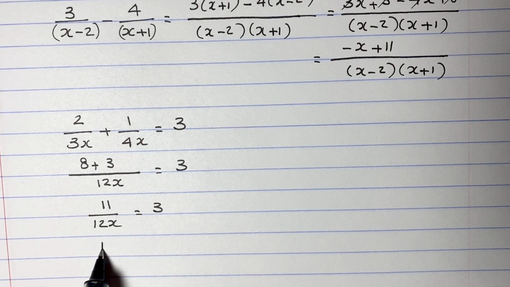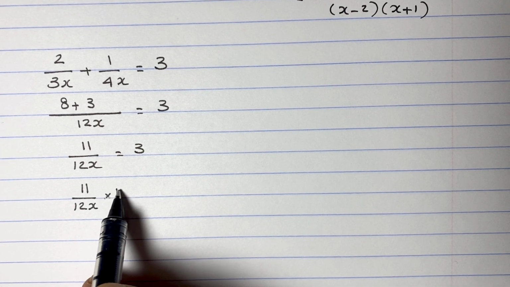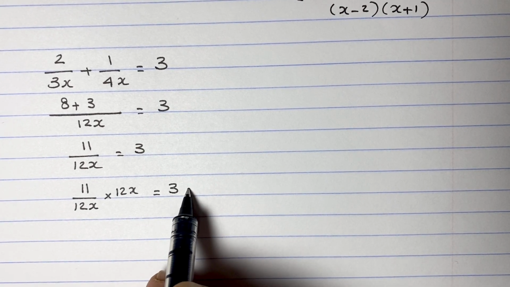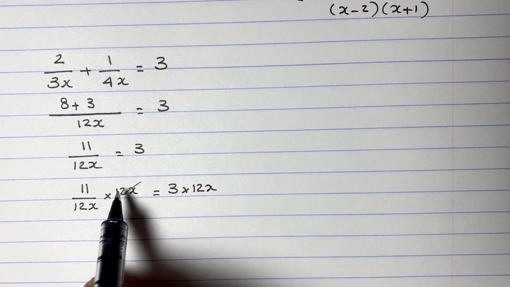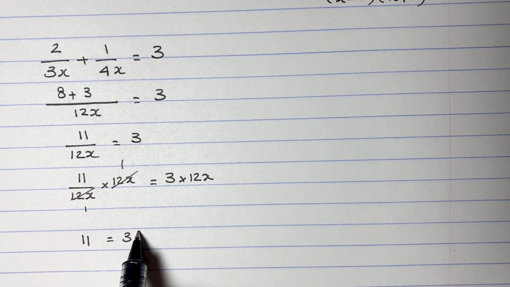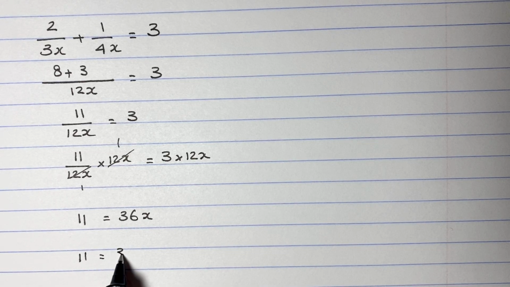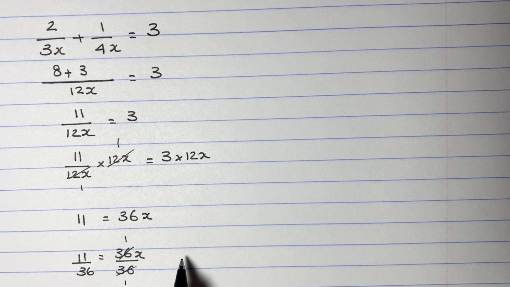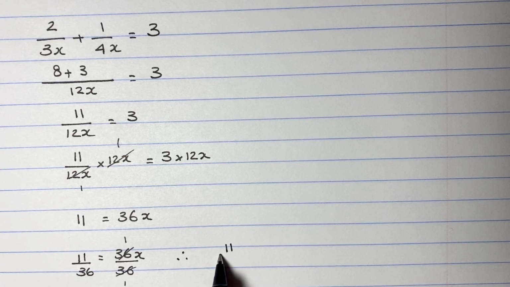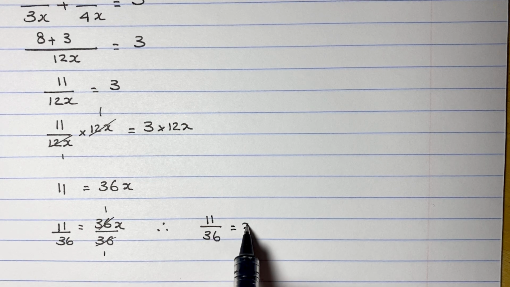So 11 over 12x times 12x equals 3 times 12x. Here we end up with 11 equals 36x. To find x, we need to divide both sides by 36. Therefore, 11 over 36 equals x.